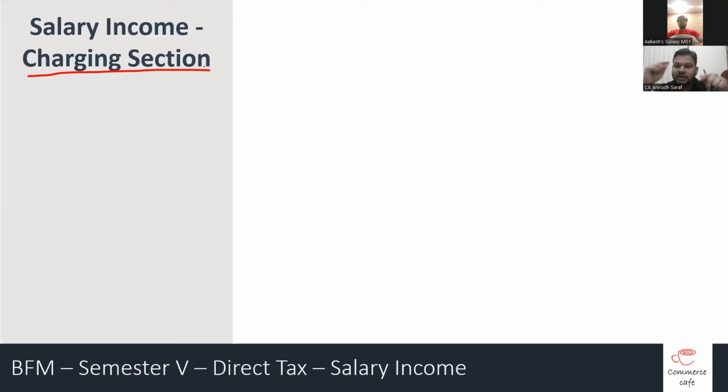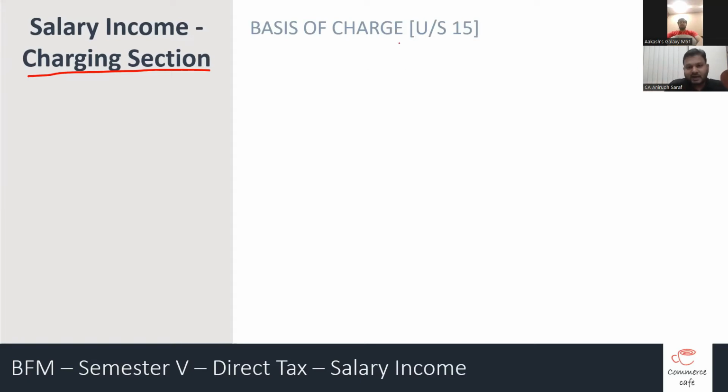Similarly, for each of these 5 heads of income, there is a section that tells you how tax is to be charged on these income. That is why it is called charging section. So for salary, it is section 15. Let's see what that section says. So it's basis of charge under section 15.